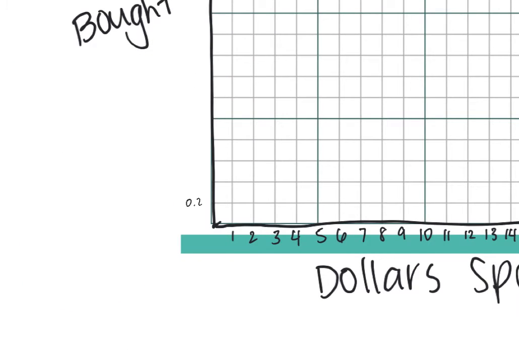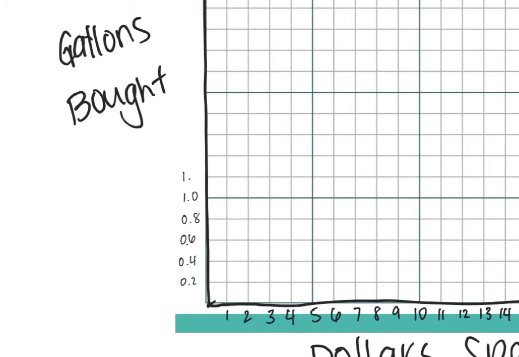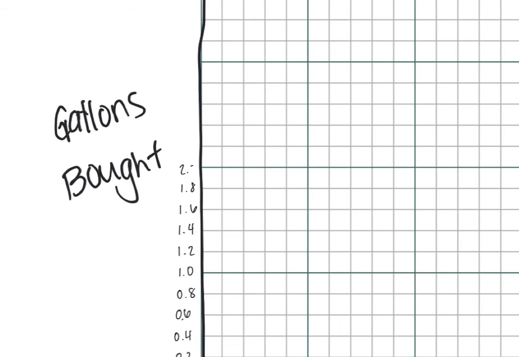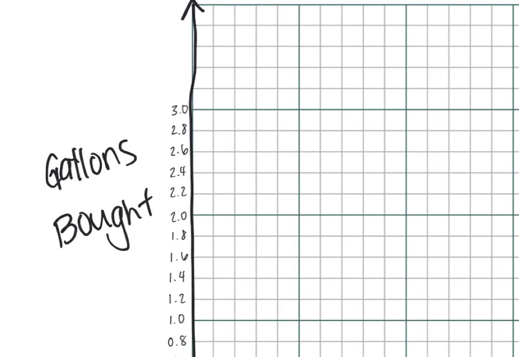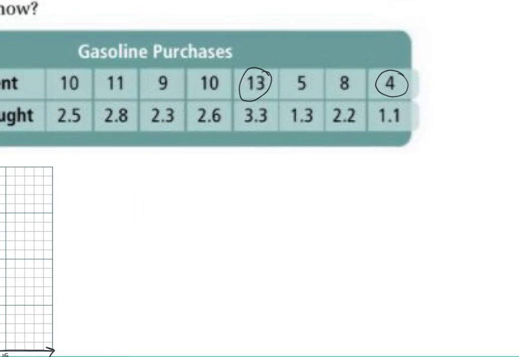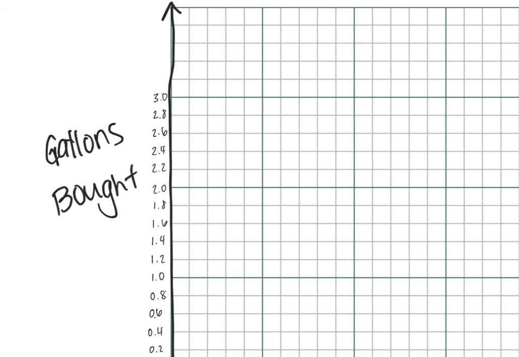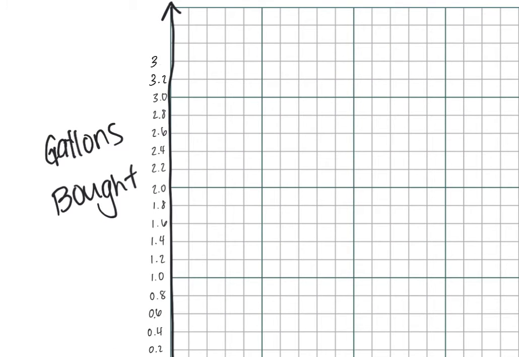So 0.2, 0.4, 0.6, 0.8, 1.0, 1.2, 1.4, 1.6, 1.8, 2.0, 2.2, 2.4, 2.6, 2.8, and 3.0. Do you have anything higher than 3.0? 3.3. So let's go 3.2 and 3.4.